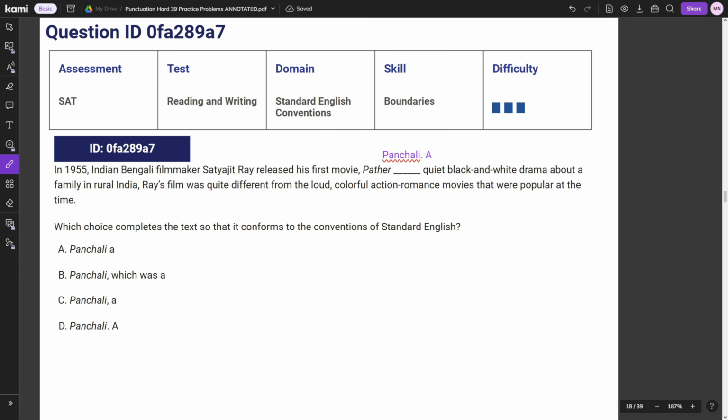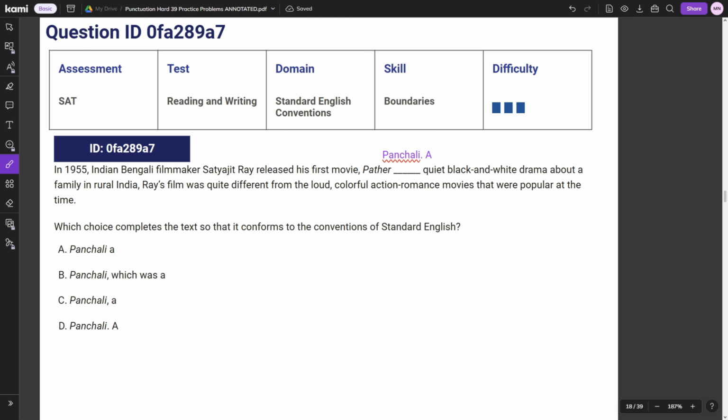Alright, I went ahead and plugged it in. Our punctuation here is a period, which connects two complete sentences. So we should check that everything before the period is a complete sentence, which means it has a noun and a verb. And everything after the period is a complete sentence, which means it has a noun and a verb. So we have Indian Bengali filmmaker, that person.